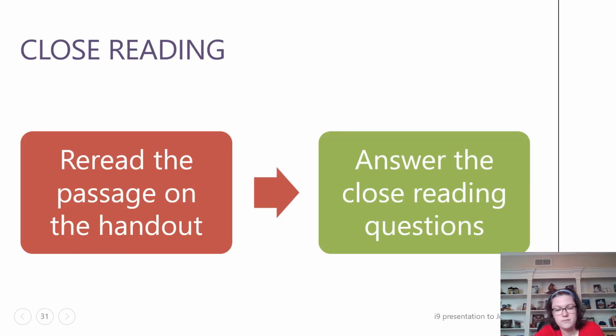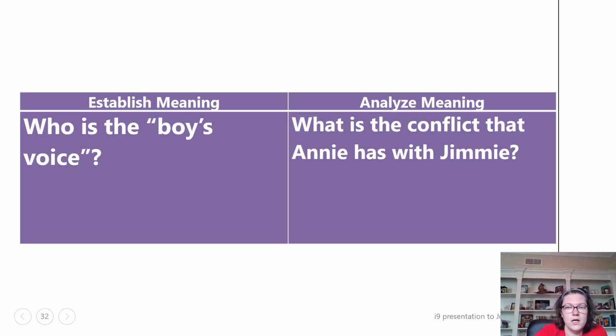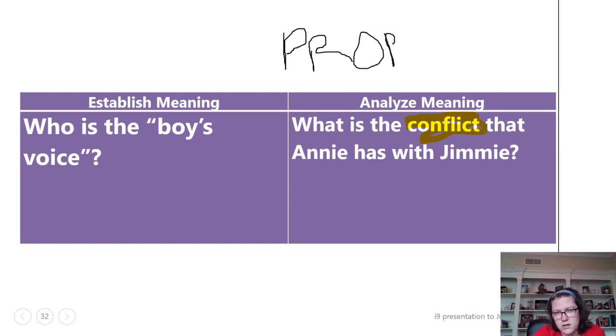All right. So we're going to go into the close reading. So remember, the voice was Jimmy. And conflict, what does conflict mean? Conflict is a problem. So what is the conflict or problem that Annie has with Jimmy? So think about what does Kate want to do that Jimmy doesn't want her to do, right? And what does Jimmy say?